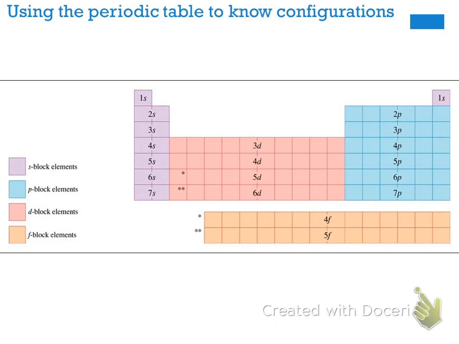And then if you haven't already, it might be helpful for you to label your rows on the periodic table: 1, 2, 3, 4, 5, 6, and 7. If you haven't done that yet, it might be helpful for you to do that now. Don't worry about these guys just yet. We'll talk about those, and these guys, in a second.